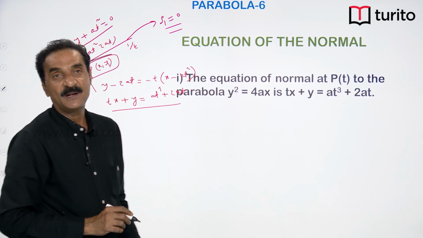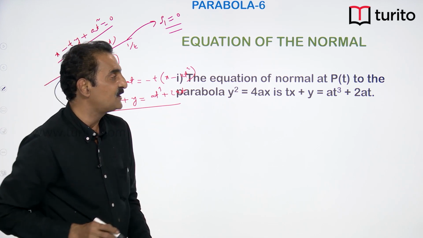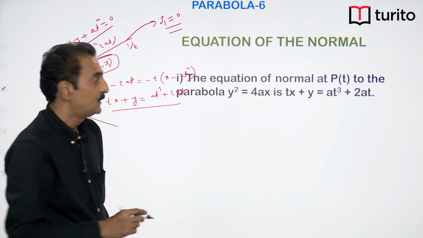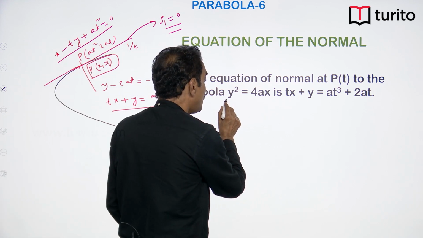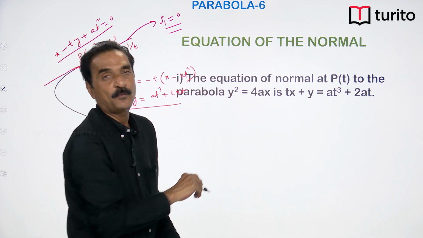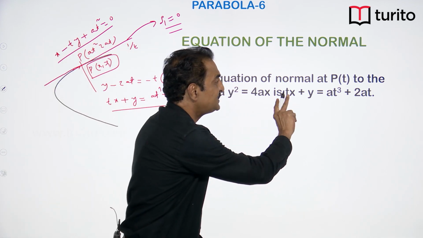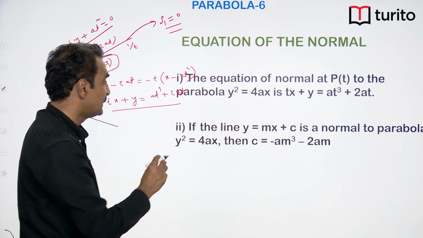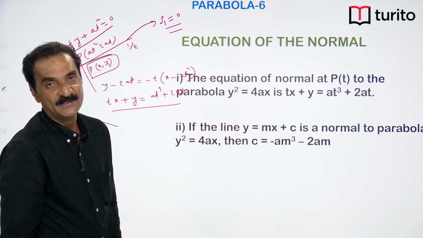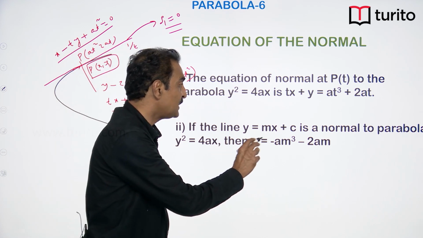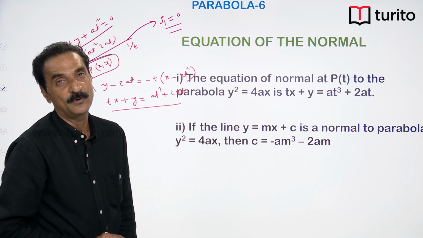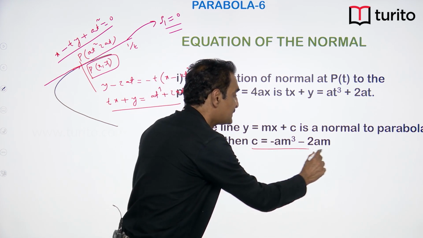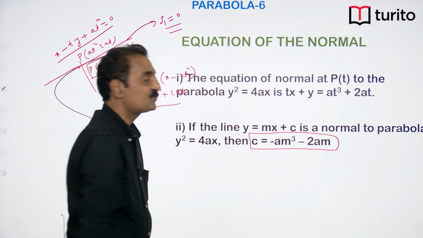The equation of the normal at P of t to the parabola y square is equal to 4ax is tx plus y is equal to at cube plus 2at. If you want the normal of the parabola x square is equal to 4ay, you just have to interchange x and y. Okay. Next point is, if the line y is equal to mx plus c is a normal of the parabola y square is equal to 4ax, the condition is c is equal to minus am cube minus 2am.